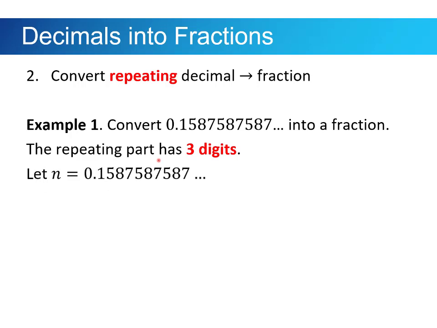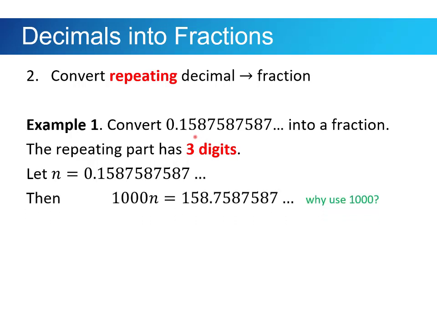Okay, let n be that original number that I started off with. So n is just, I'm giving it a name. Down the road, I'll be able to find a fraction form for n. Now here is kind of the tricky part. I take that n and I multiply by 1,000. Now, why did I use 1,000? It's because 1,000 has 3 zeros, and my repeating part was 3 digits.